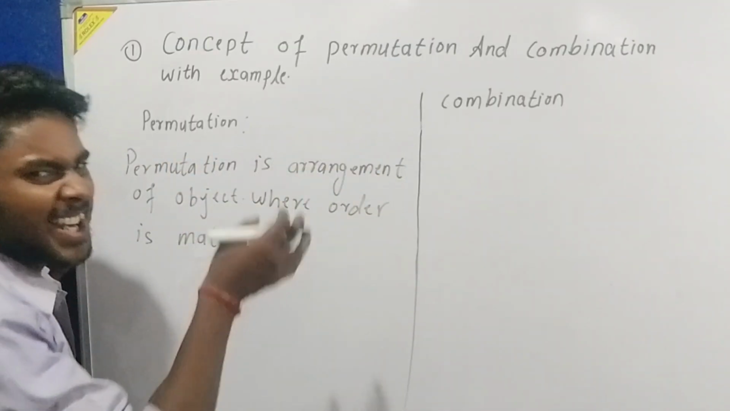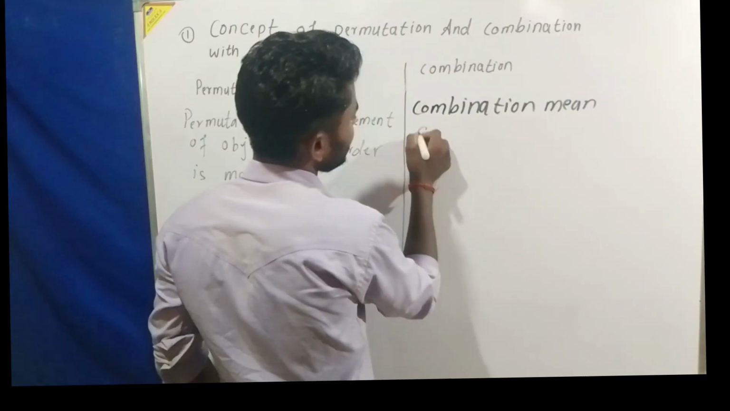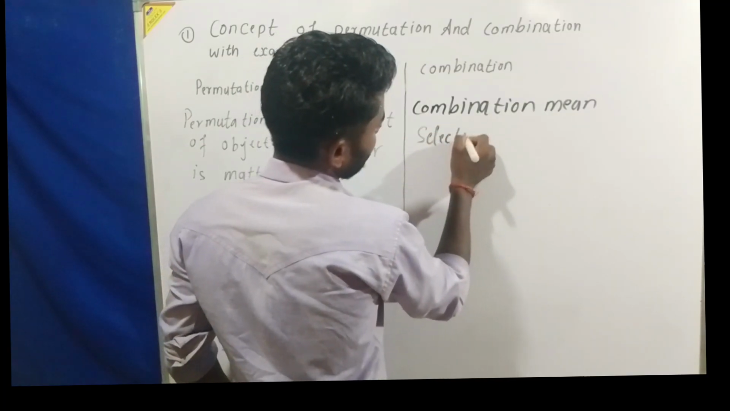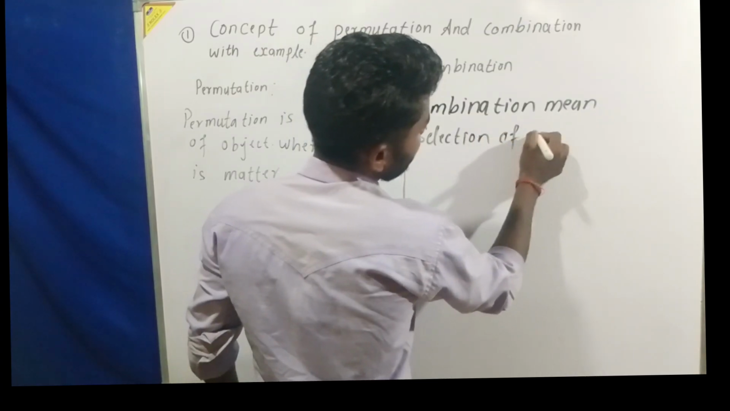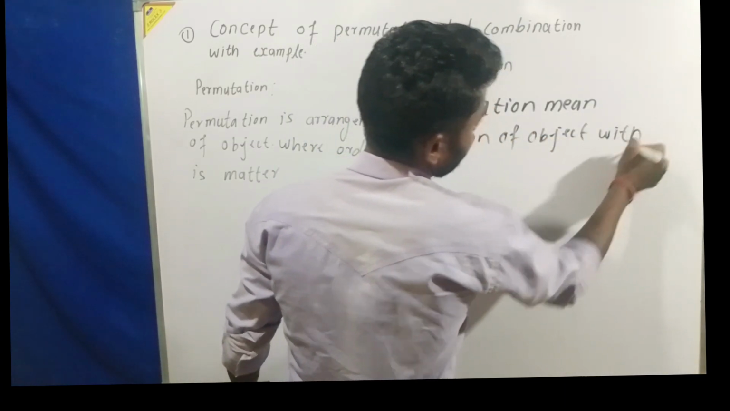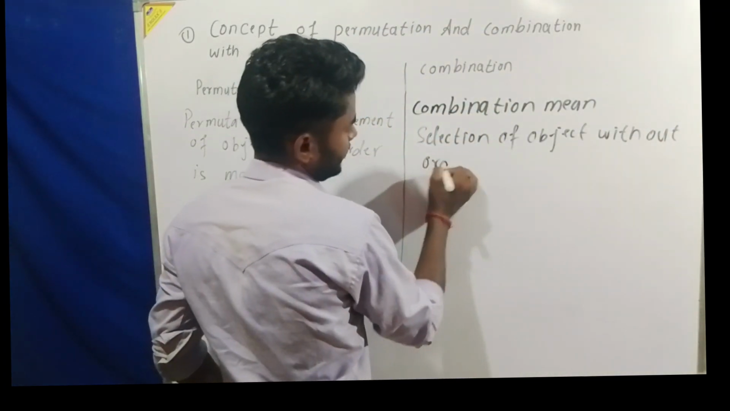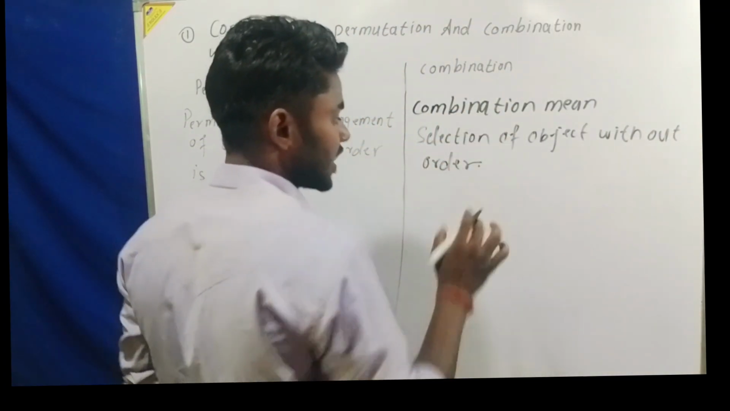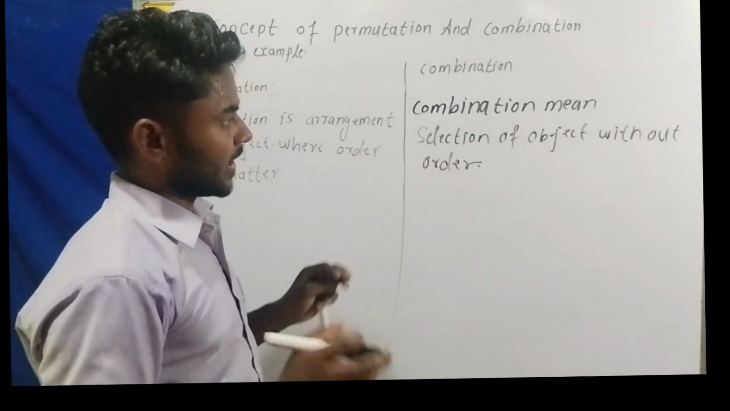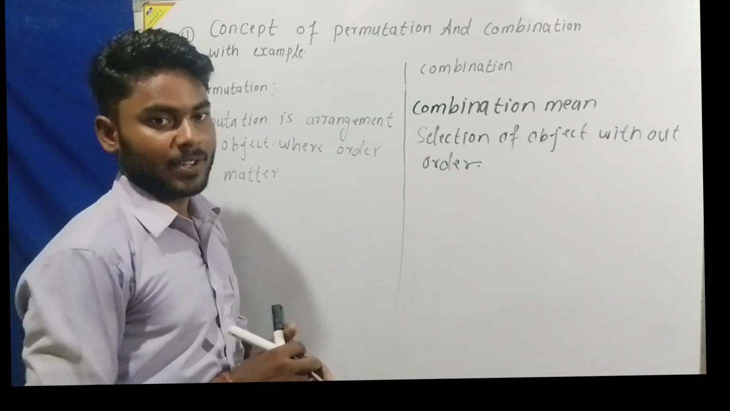But in combination, there is no order. Combination means selection of a group, selection of objects without order. Clear? Okay. This is the definition and meaning of combination and permutation.